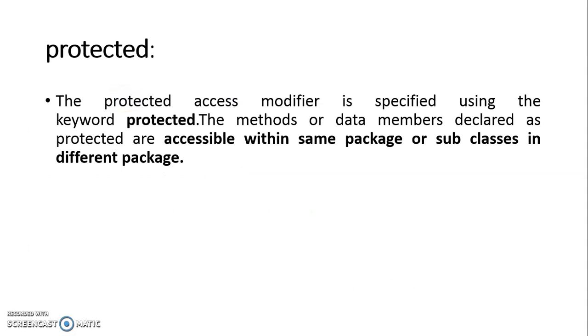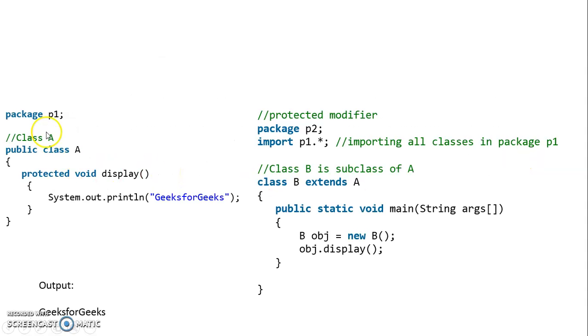Now next is my protected. It is specified using the keyword protected. The methods or data members declared as protected are accessible within the same class or subclasses in a different package. Now this is the example. Here is my package P1, my class A. Now here my function is specified as protected.